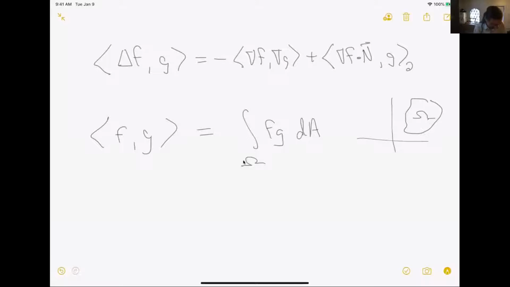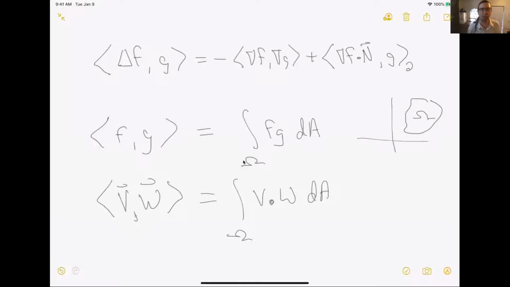The other thing to understand is that there's a different definition if you have vector fields, V and W. Then the thing you're integrating is, again, their product, but the way you get a function to integrate is by taking their dot product. And that gives you a function to integrate over omega, right?